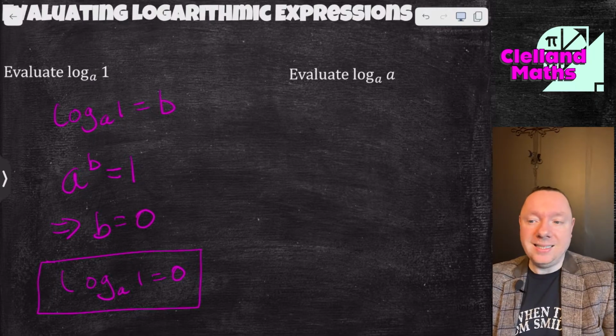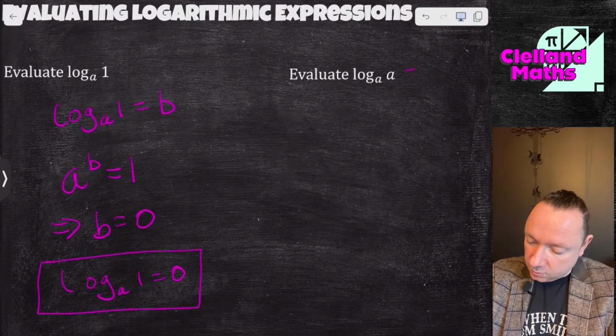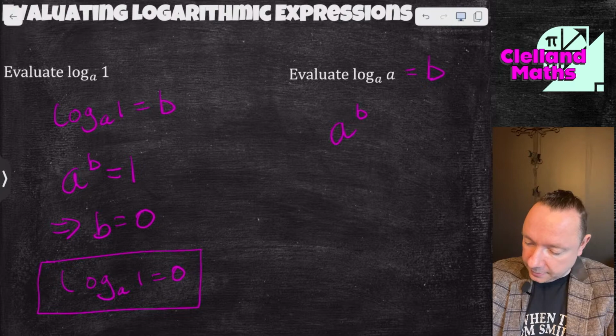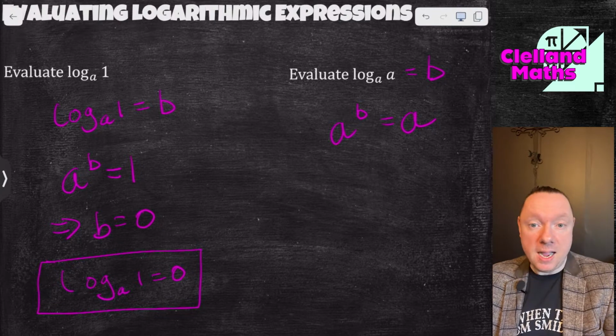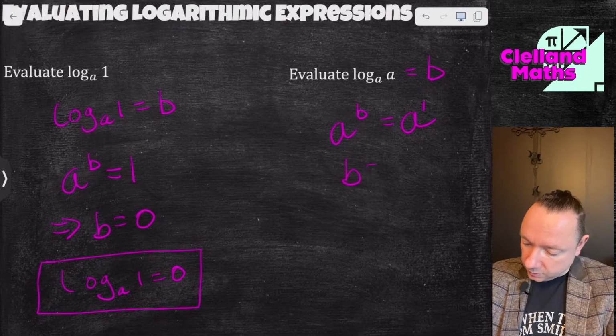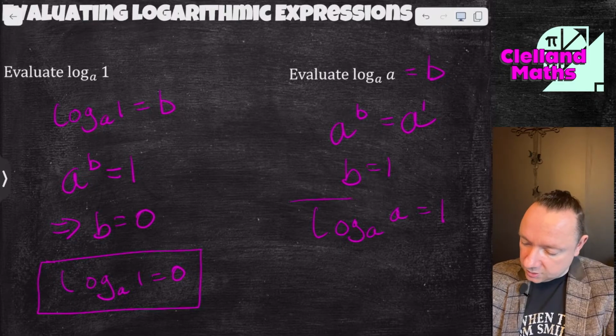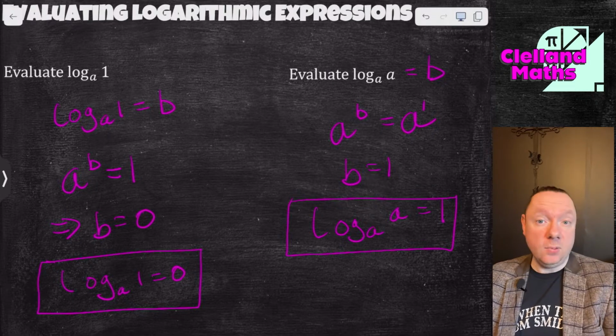Okay, what about log base a of a? How could we work that out? Well, if I make that equal to some number b, a to the power of b equals a. I need to get a back. So if I think of this power as 1, b must be 1. So log base a of a, log of itself, same base, is always 1. And that's another key point to know.